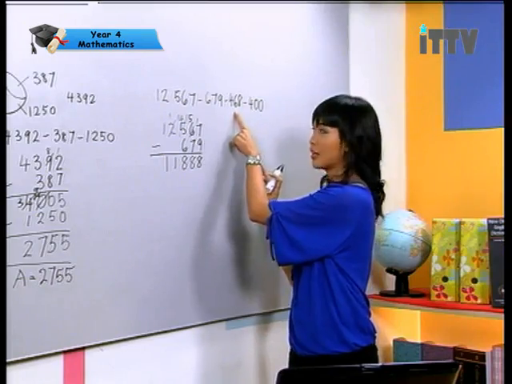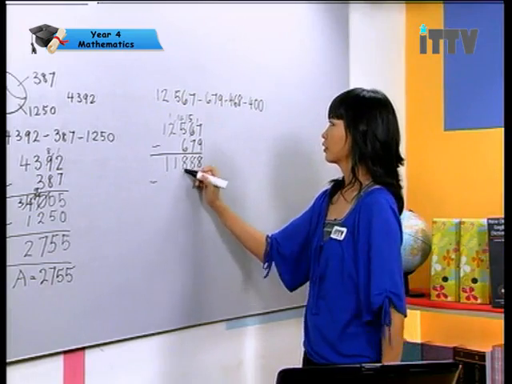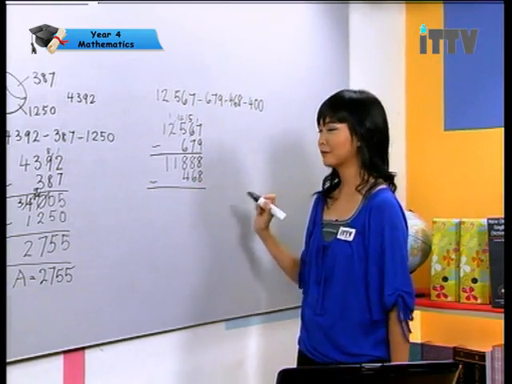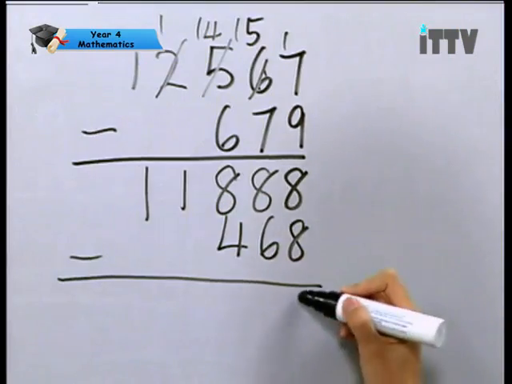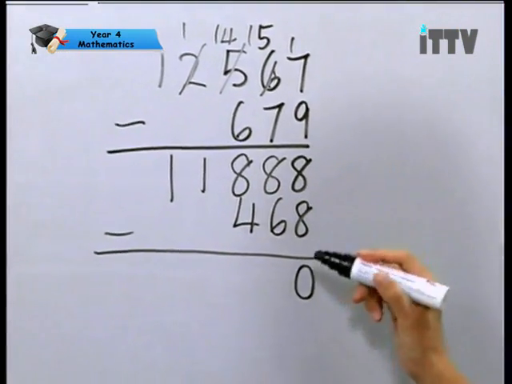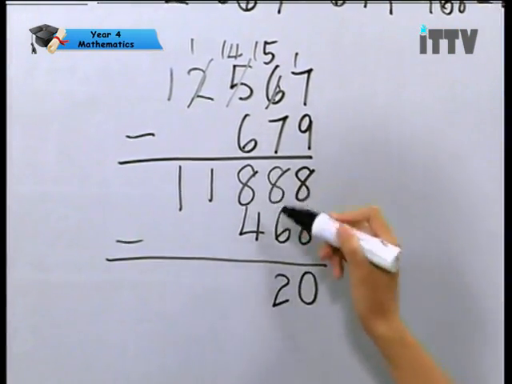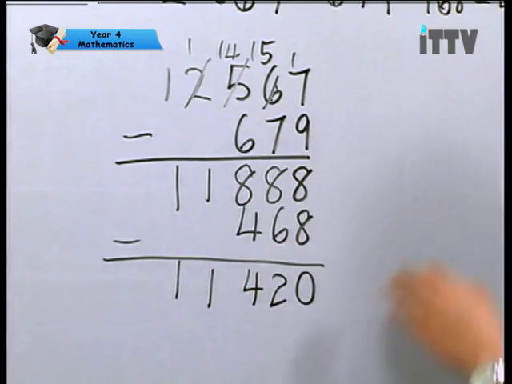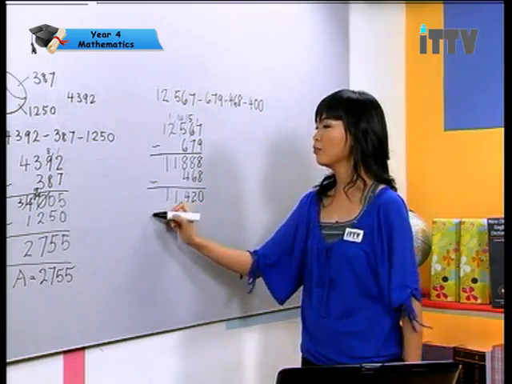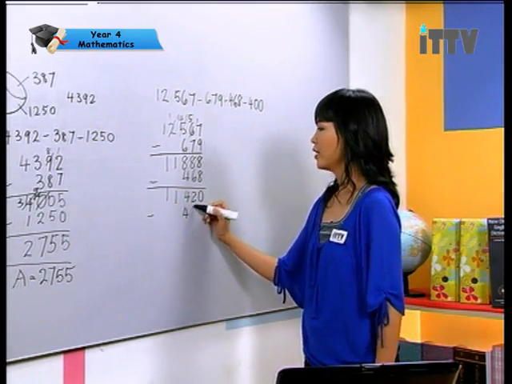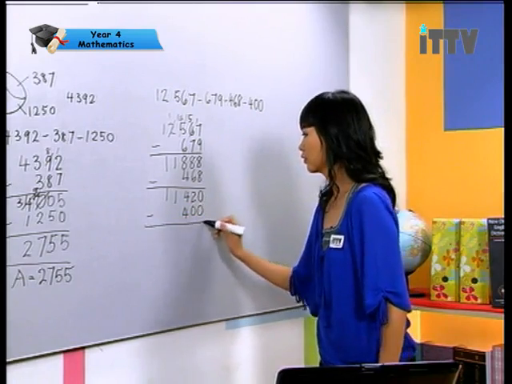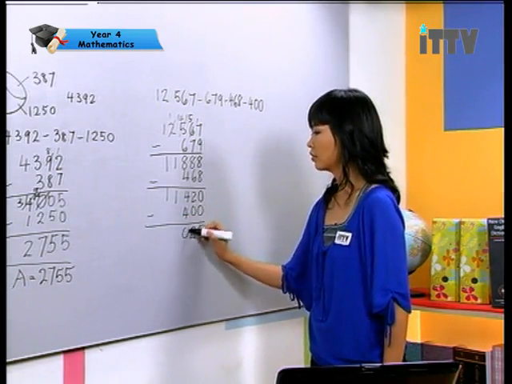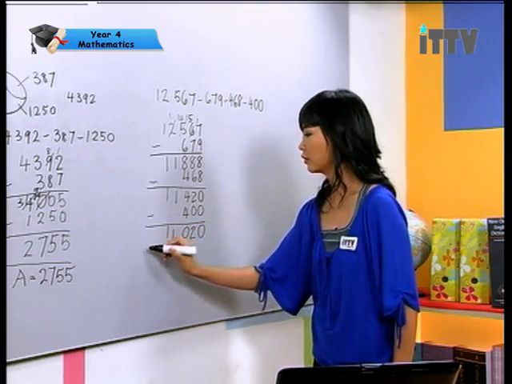Let's continue to subtract this number. Alright. What is the answer? 8 minus 8, 0. 8 minus 6, 2. 8 minus 4, 4. And just copy down. And then continue to subtract the number of books borrowed on Wednesday. Okay. 2, 0, 1, 1.